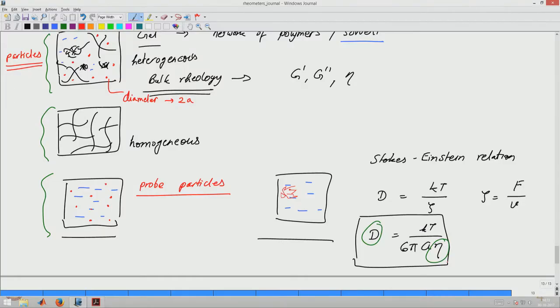So, the other possibility is also there, because we know that many of these gels or fluids will be viscoelastic, and so how do we then say what will happen to the particle? Because if it is a Newtonian fluid, this relation that we have written holds, right, because eta is the viscosity of the fluid. Now, if you have a viscoelastic material, will the diffusive motion of Brownian particles give us an idea about the viscoelasticity of the material?